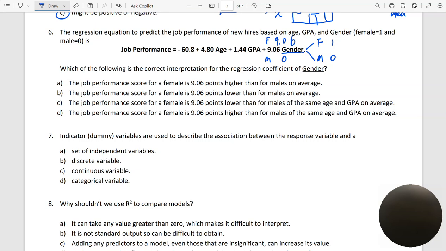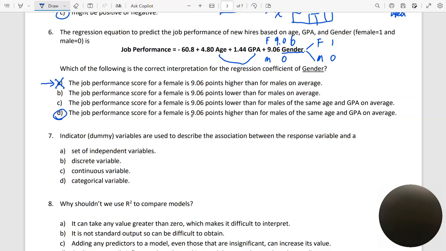No, because this is a multiple regression, right? So we need to get both of these two predictors fixed or constant. Otherwise, you don't know how to compare the job performance for these two genders, right? So some of you just stop at the first point and chose A, right? But actually, it is not correct. We need to choose D, right?